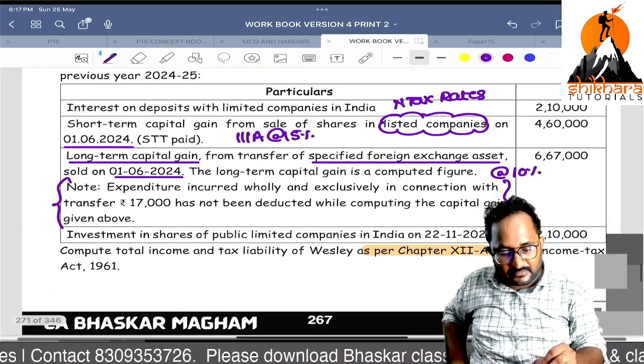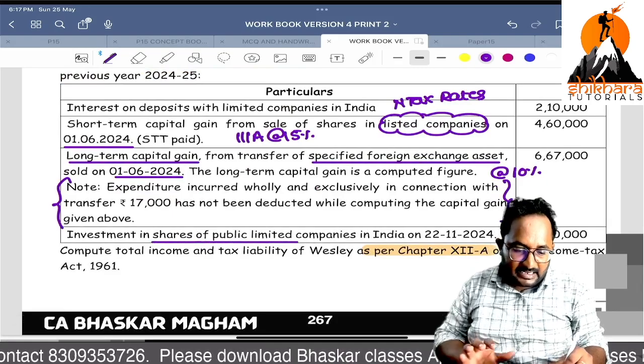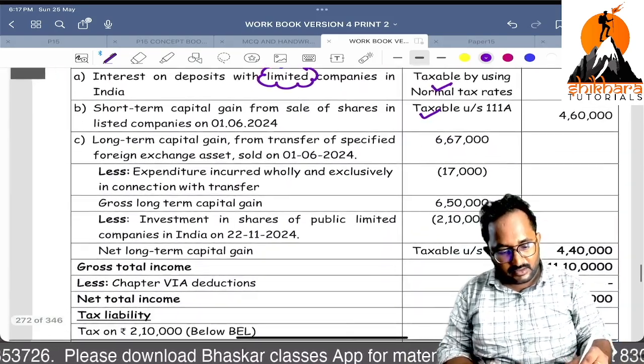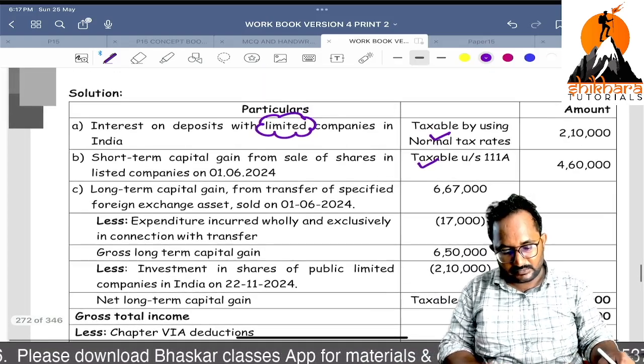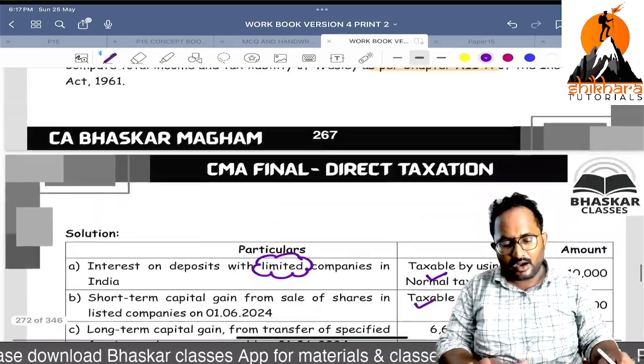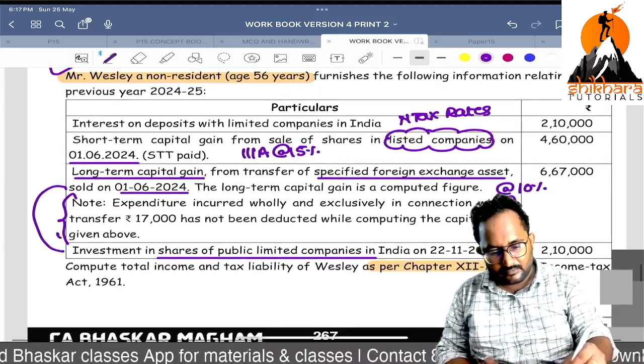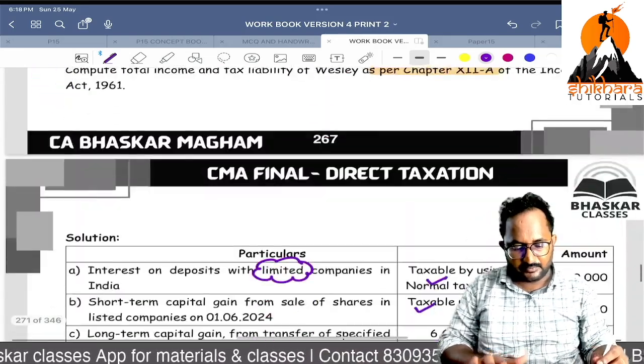Investment in shares of public limited companies. Then what is the rate we can apply for this, ma? Yes. What is it? Okay. This is given for the what, ma? Exemption purpose. This is given for the exemption. Now I will tell you.